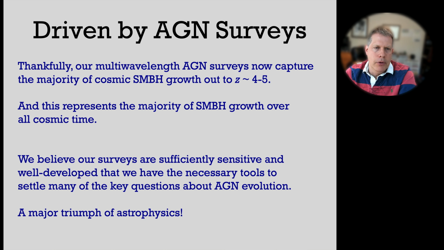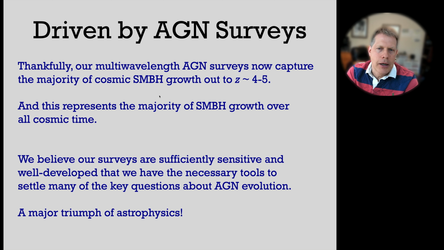Okay. And thankfully, our multi-wavelength AGN surveys, after a huge amount of work by the whole community, now capture, we believe, the majority of cosmic supermassive black hole growth out to redshifts of 4 to 5 at least. And this, we believe, represents the majority of all the supermassive black hole growth over all of cosmic time. In other words, we think that the additional black hole growth at redshifts above 4 to 5 is small compared to the black hole growth at redshifts of 4 to 5 and below, as I will show in more detail in a little bit.